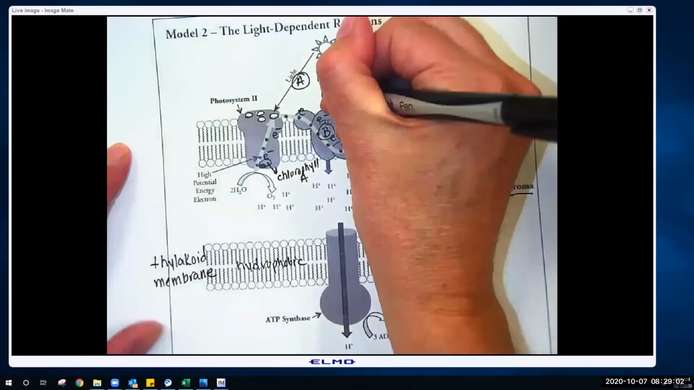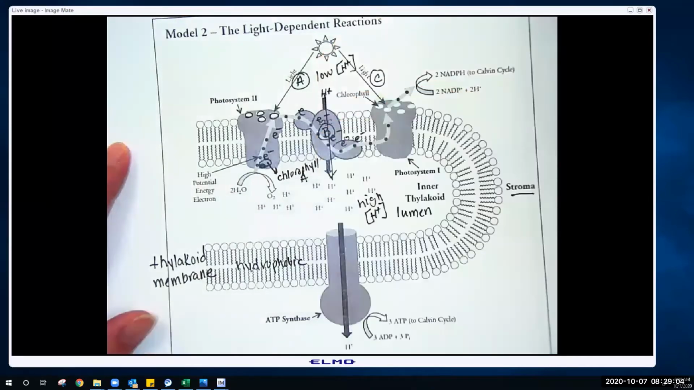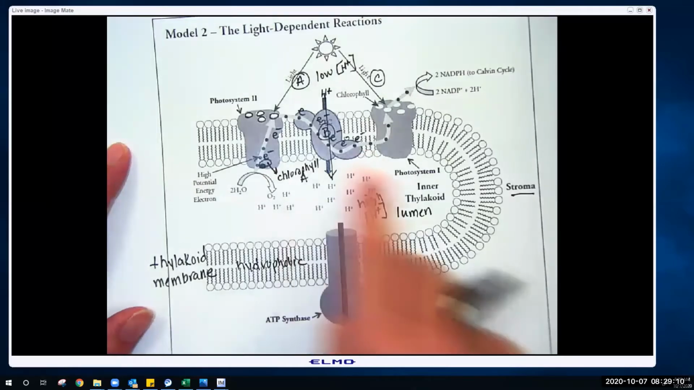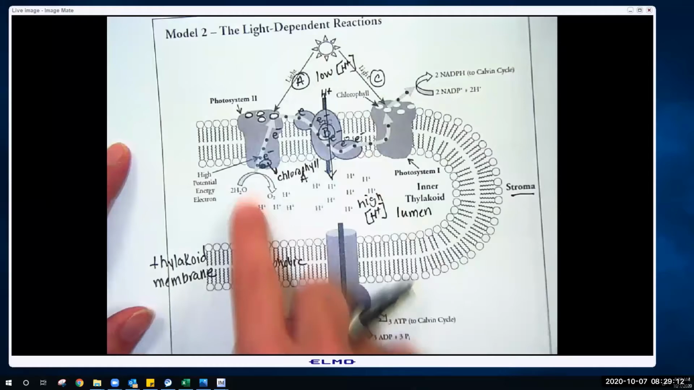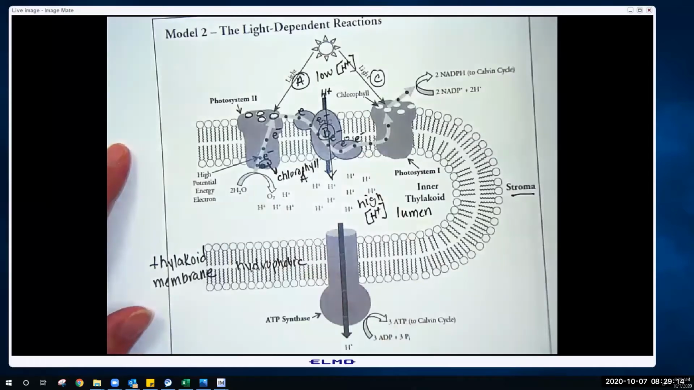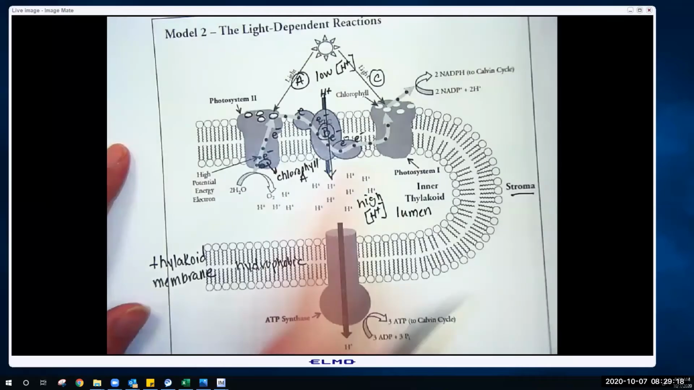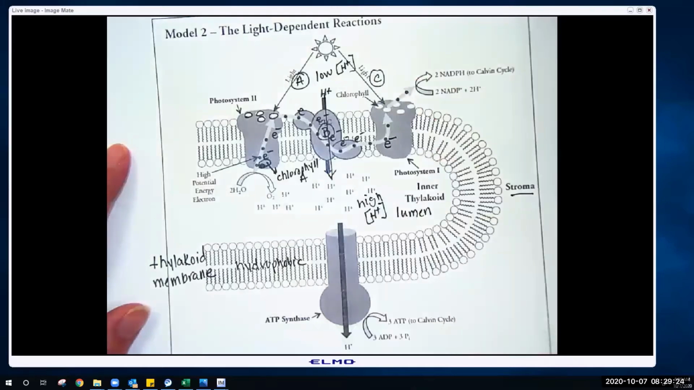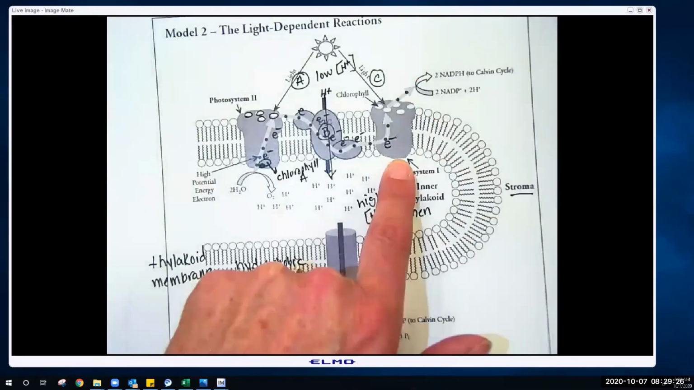So proton pumps are powered by the movement of electrons through the electron transport chain, and now I have this high concentration of protons. Now we're ready for C. Here's my electron. It's down at the bottom of photosystem 1.